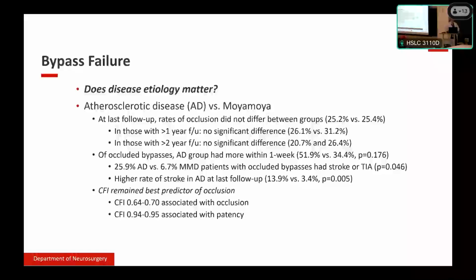But of all of that, CFI still remained the best predictor of occlusion, and those same rates of about 0.5, actually a little bit higher threshold in this, versus 0.9 are going to be what's associated with patency versus occlusion.